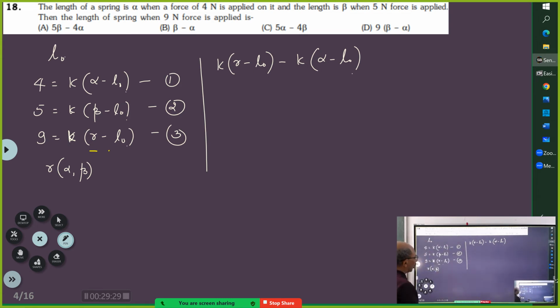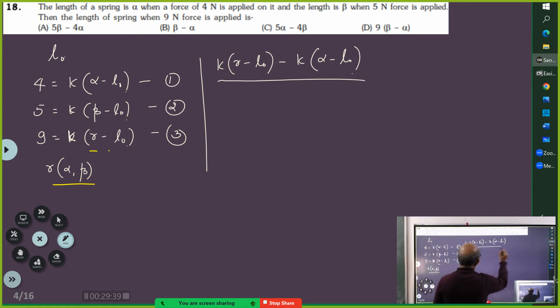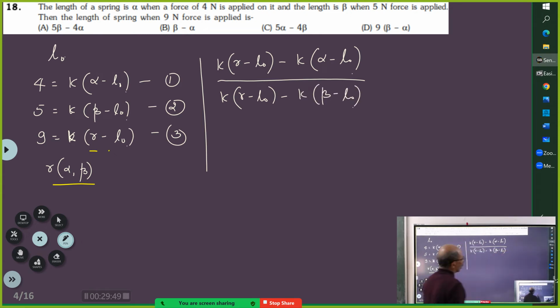At the same time, I have to knock off this K's also because the equation should stand with this. So best thing is, if I do this manipulation, L naught will be knocked off, but K will be retained. I have to knock off this K also. So I will use the second equation. So I will once again write this minus K into beta minus L. Understood the logic, students?